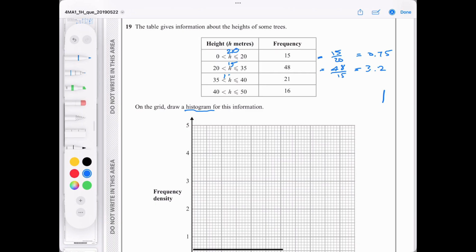This is 15, and then that's 21 over 15, which is 1.4, and 10, so 16 over 10 is 1.6. Does make me worry a little bit, because I think we've got extraneous amounts of numbers there, but there we go, that should do it.